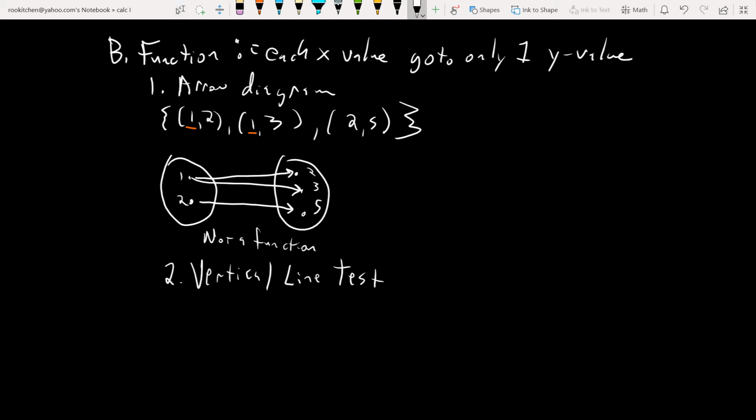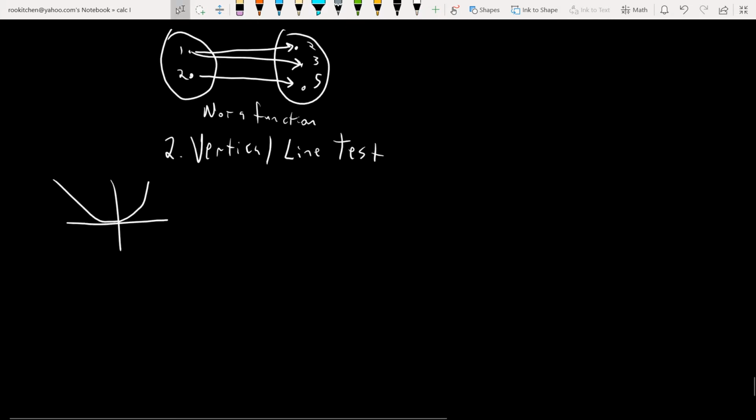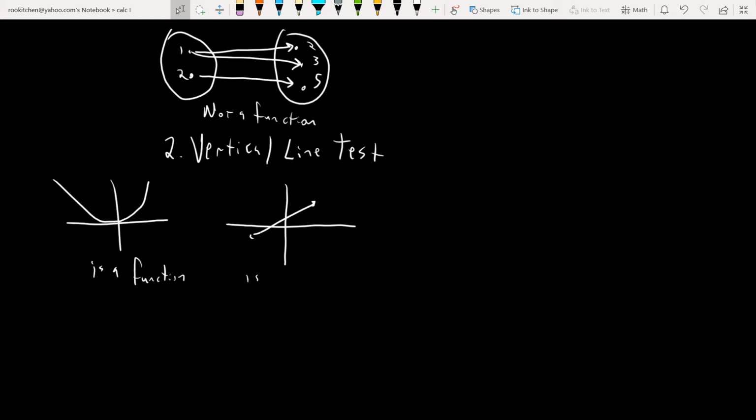And most students are familiar with this. So for example, the parabola going upwards is a function, right? Because every vertical line hits it at most at one point. So this is a function. So maybe you're asking yourself at this point, well, what is a function? Well, a parabola is a function. Any line is a function except the vertical line. Okay, so this guy is a function.